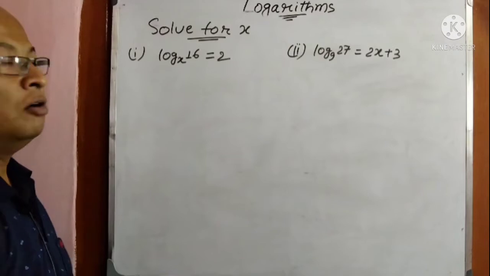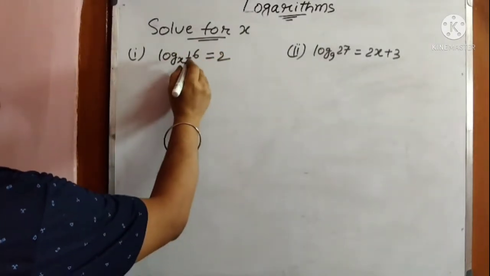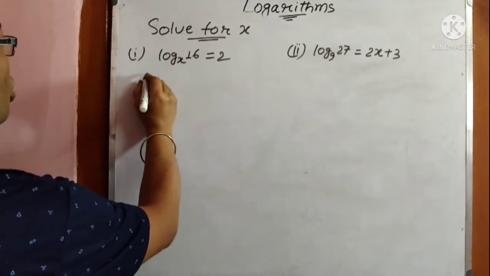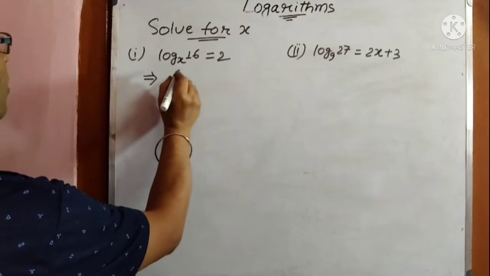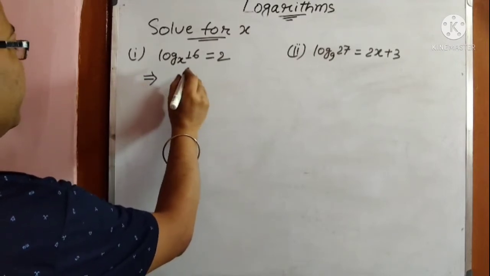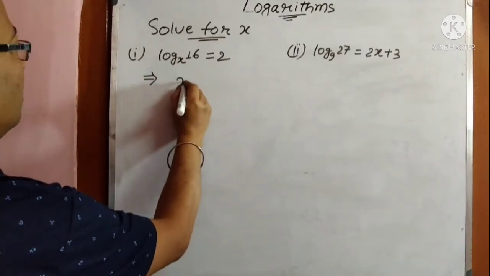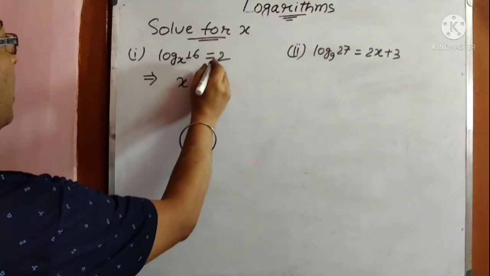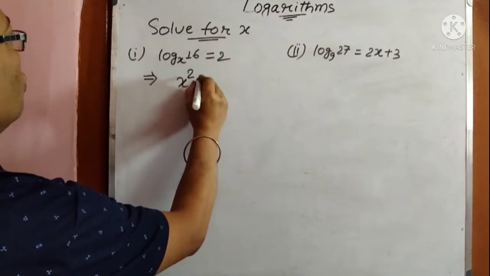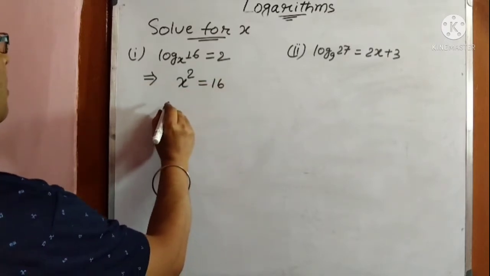Now we will solve for x. The question is given: log 16 to the base x is equal to 2. We need to find the value of x. So, we will write it in exponential form. So, x will move up and this 16 and 2 will interchange. So, x to the power 2 is equal to 16.